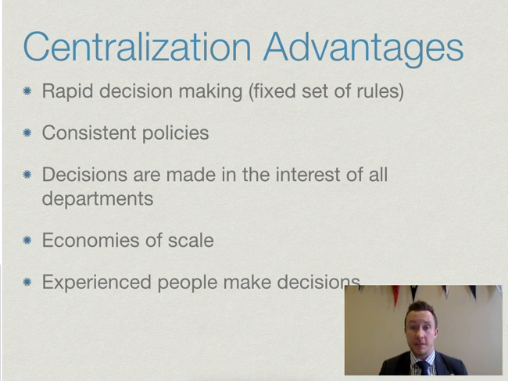If one person is making a decision, think of it like a monarchy or a dictatorship, well, yep, we're just going to make it. There's no real talking about it, so it can be made really, really quickly. And those policies are probably consistent because it's one person making the decisions. The decisions are often, in theory, made in the interest of all departments because that person at the top sees all the departments and isn't really part of any of the departments, so it's made in the interest of the best. There's also economies of scale, and there's experienced people making decisions. That management's probably been up there for a while.